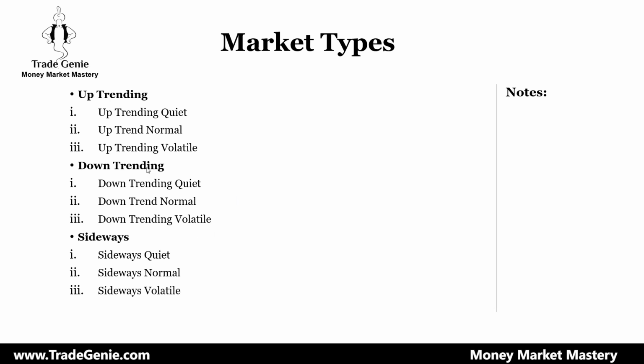The downtrending market has a shorter duration. The uptrending market has a longer duration. Uptrending market stays in a quiet, normal manner, not volatile. The downtrending market is not quiet, it is volatile and very volatile. The sideways market could be quiet, normal, and sometimes it turns volatile also.